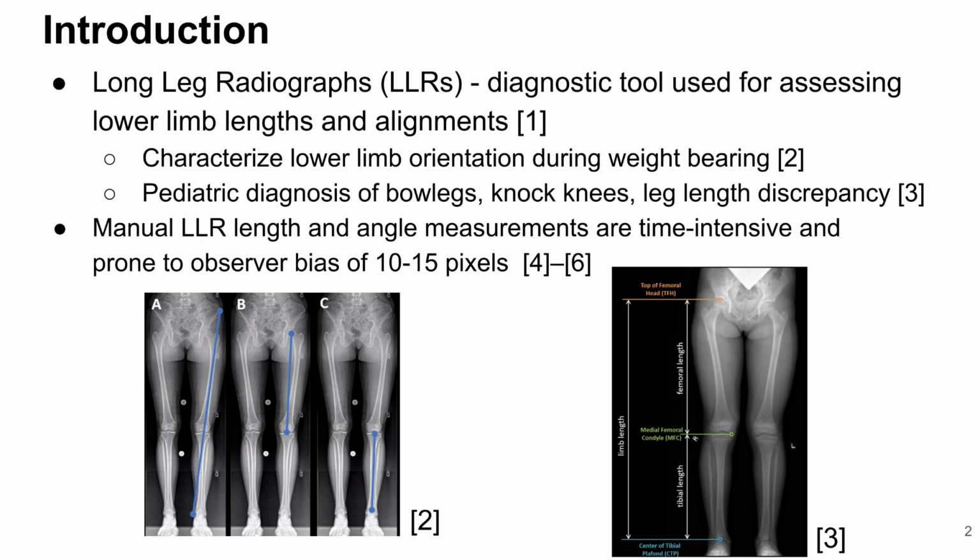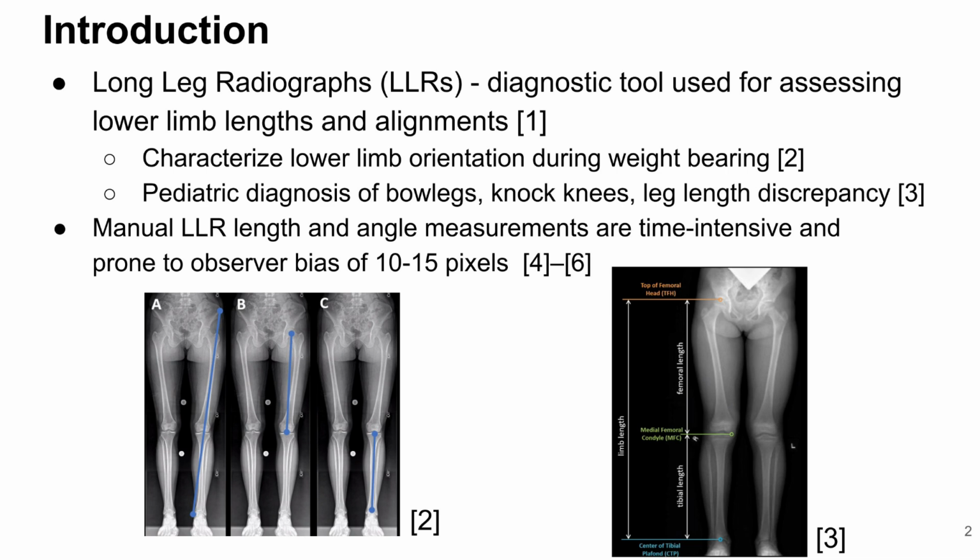Long leg radiographs, or LLRs, are the gold standard for several imaging assessments related to the lower limb. One common application is that they can provide precise views that clinicians use to characterize mechanical axis alignment during weight bearing. These images are also commonly used in pediatric practices, where clinicians use them to diagnose deformities, including bow legs, knock knees, and leg length discrepancy.